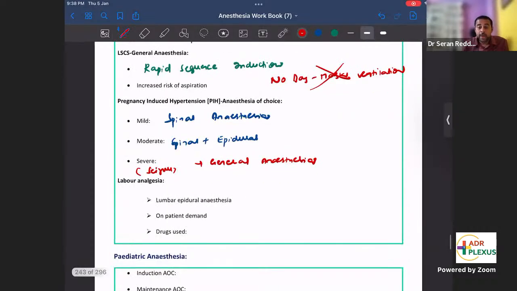Then coming to labor analgesia. Labor analgesia is a lumbar epidural based on patient demand, and the drugs used most commonly are bupivacaine or ropivacaine, with or without fentanyl.